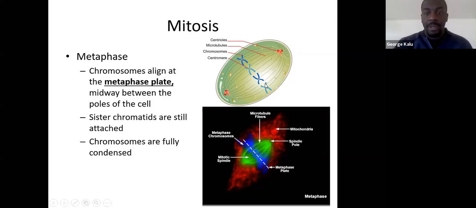At this point, our chromosomes are going to be fully condensed, and we'll talk about what that means on Thursday in lecture. So they're going to be lined up right along the metaphase plate.